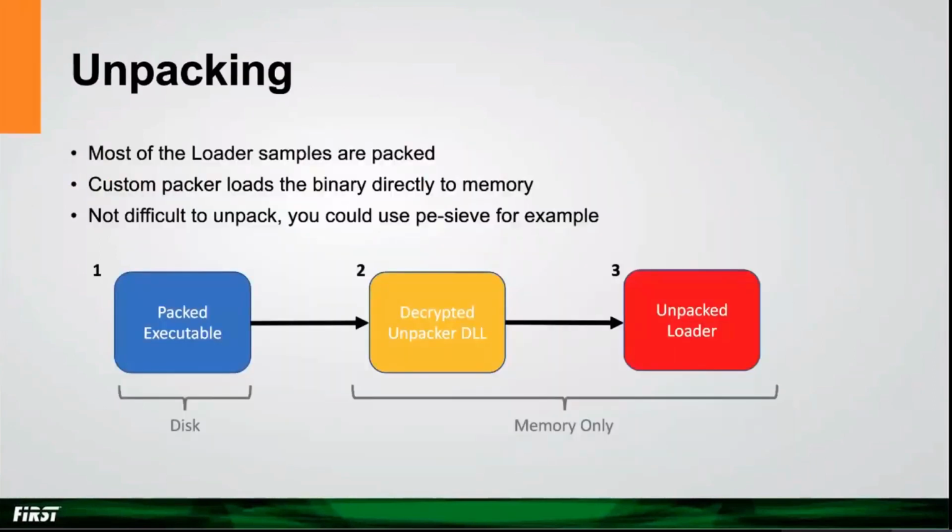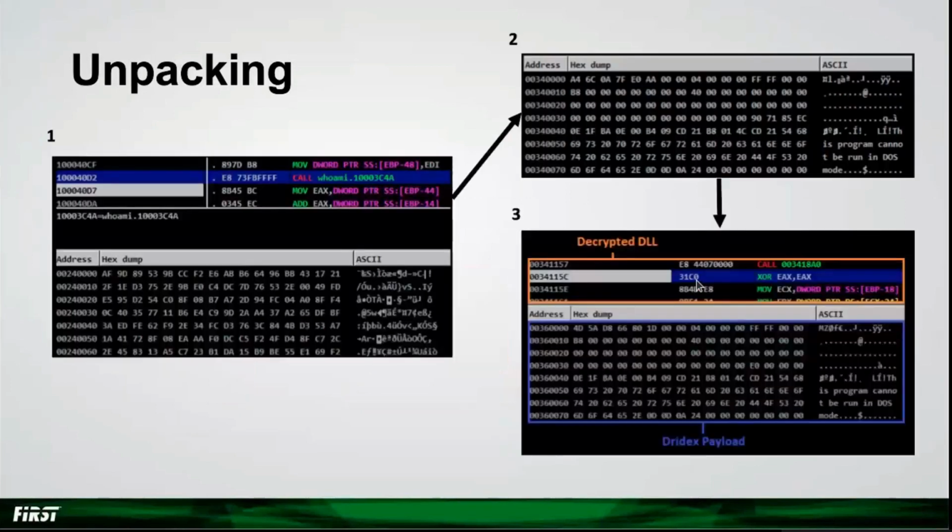The first thing we need to do when we have a Dridex loader is to unpack the file. Almost every loader we have analyzed contained a custom packer, and the payload is never written to disk, which means we have to unpack the file and dump it so we can analyze it. The process is pretty straightforward. Once the file is running, it decrypts and executes a small DLL in memory, which is responsible for unpacking the payload. Here we can see the same process in the Immunity Debugger.